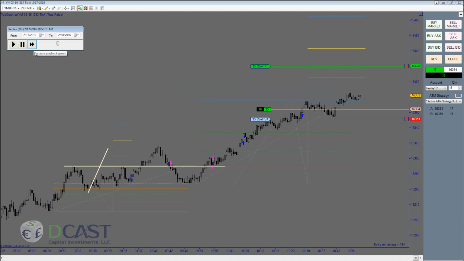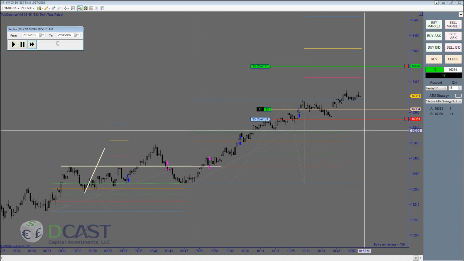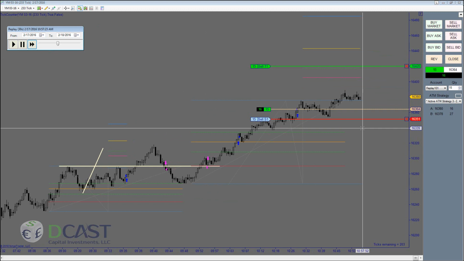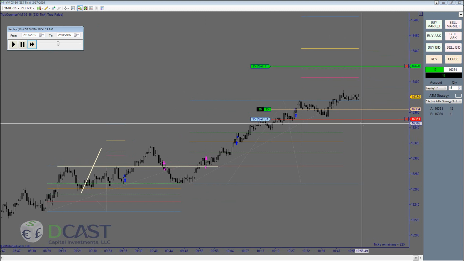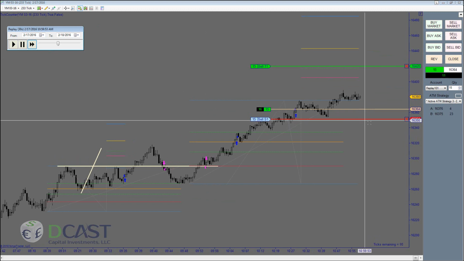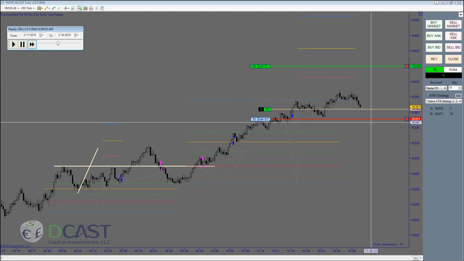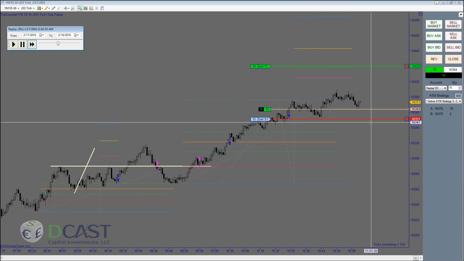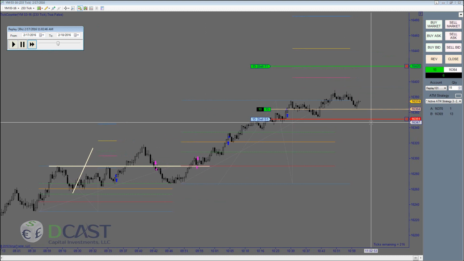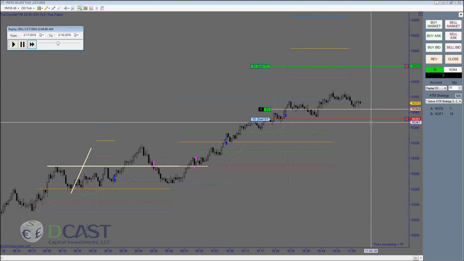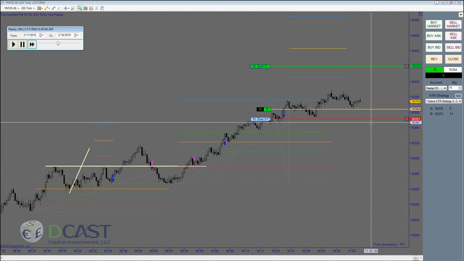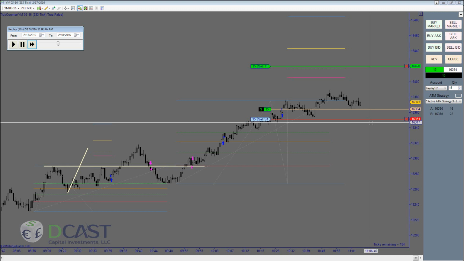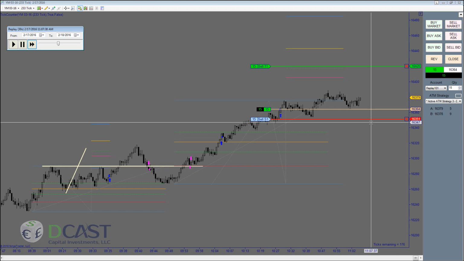Things a little faster here. This is a very nice way to practice. And sometimes you just have to be patient and let price do its thing. Trust in your analysis, trust in your skill set. Give the trade the room it needs to work and do its thing.